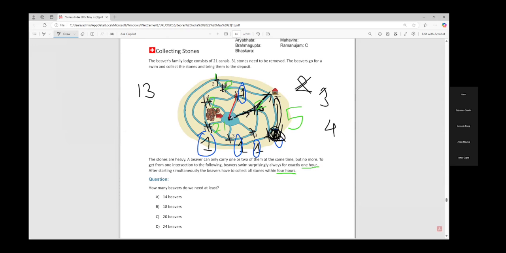Yeah, so let's say we have another beaver. We add another beaver. This beaver goes here, picks up this extra one stone that we have. It goes here, picks up this extra one stone that we have. And then finally, it goes along this whole path. So it goes 1 hour, 2 hours, 3 hours, 4 hours. So we add another beaver to the equation. So this becomes 14 beavers. And then we have two stones.